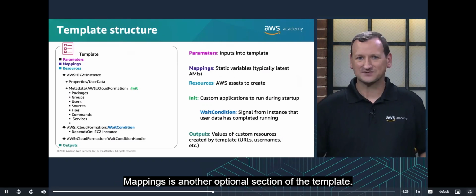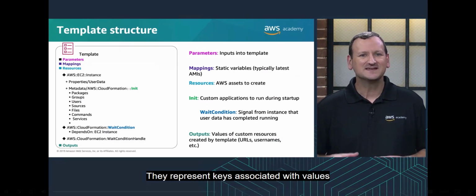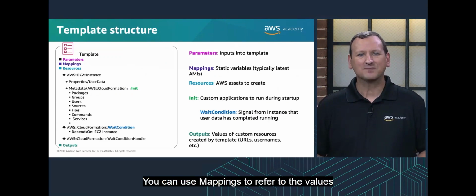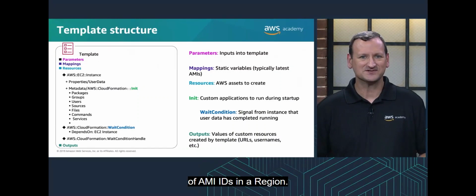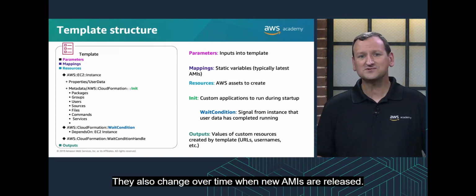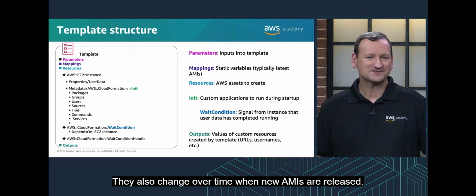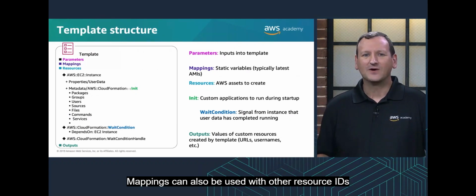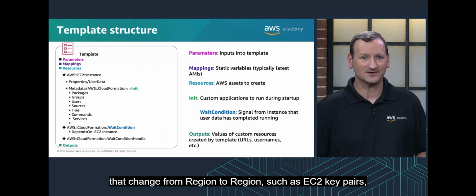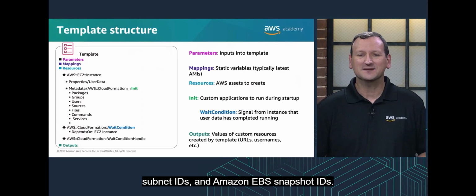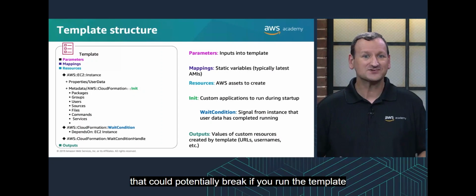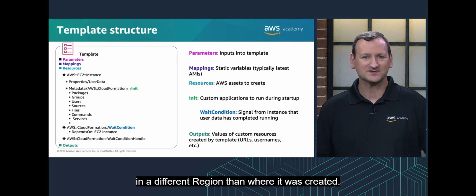Mappings is another optional section of the template. They represent keys associated with values that specify conditional input parameters. You can use mappings to refer to the values of AMI IDs in a region. This is because AMI IDs change from region to region. They also change over time when new AMIs are released. Mappings can also be used with other resource IDs that change from region to region, such as EC2 key pairs, subnet IDs, and Amazon EBS snapshot IDs. With mappings, you can prevent the values from breaking if you run the template in a different region than where it was created.